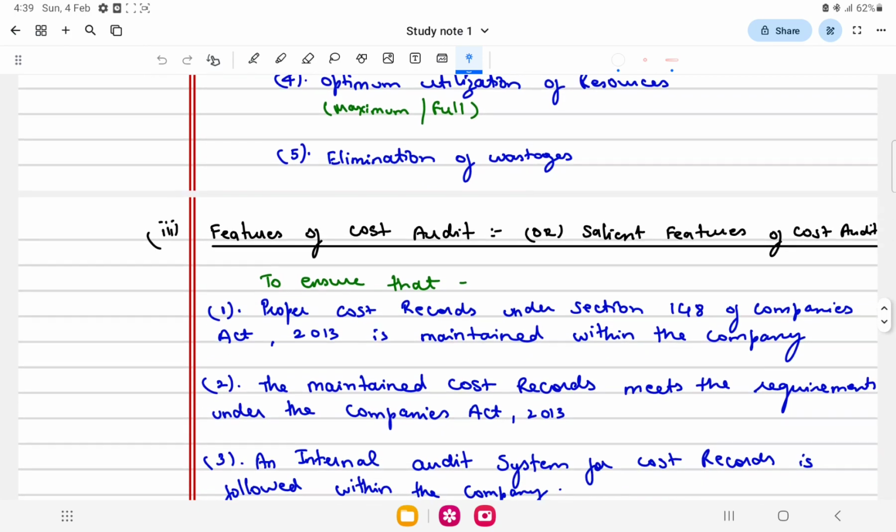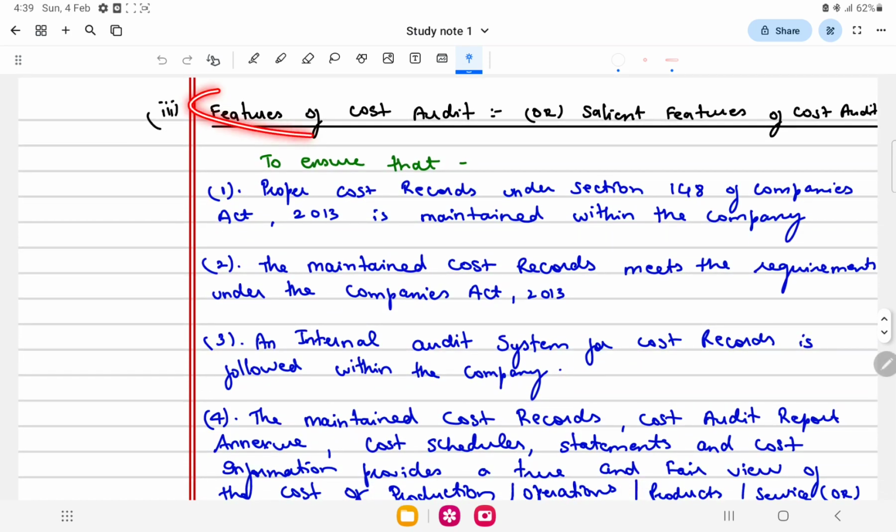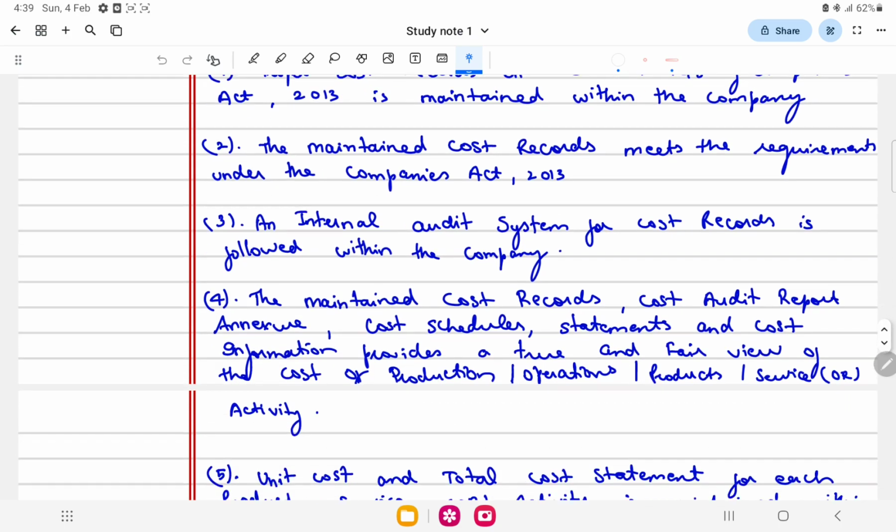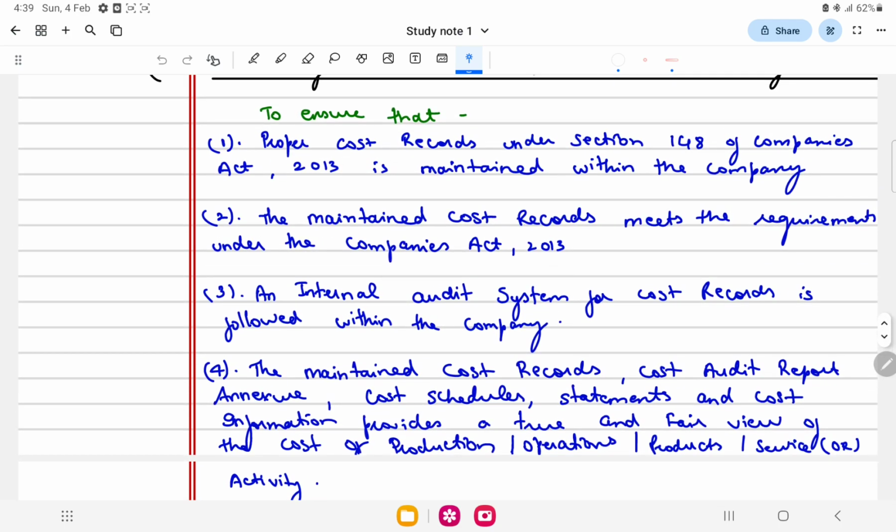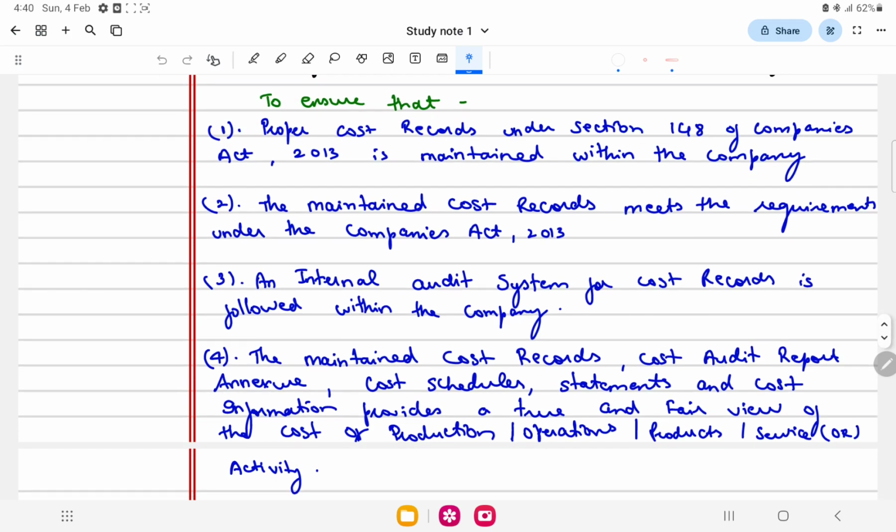Then features. What are the features of cost audit? Or it can be asked as salient features of cost audit. Either way, it can be tested. There are 5 points which have to be covered. All 5 points start with "to ensure that".